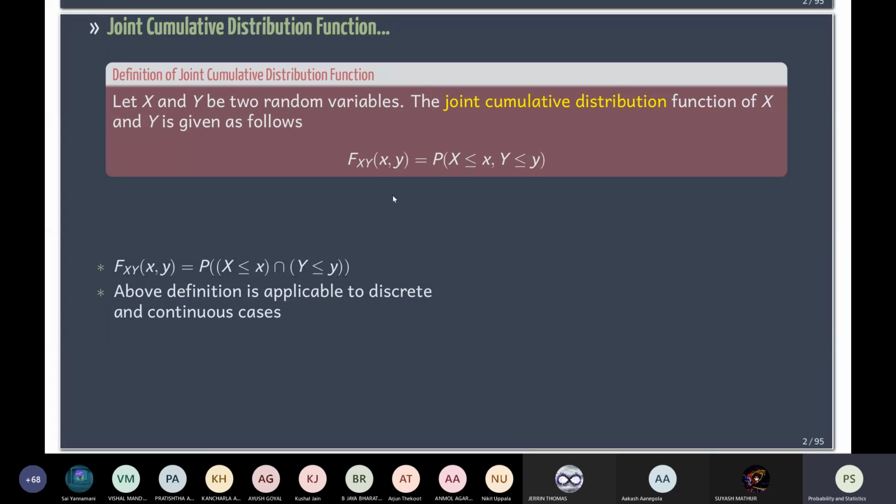The above definition is applicable to discrete as well as continuous cases. We have seen that even in the single variable case, the CDF is defined like this. It's just that you have one parameter there. So F_X(x) is the probability that X is less than or equal to x. It is also an extension of the previous case that F_XY will lie between 0 and 1.